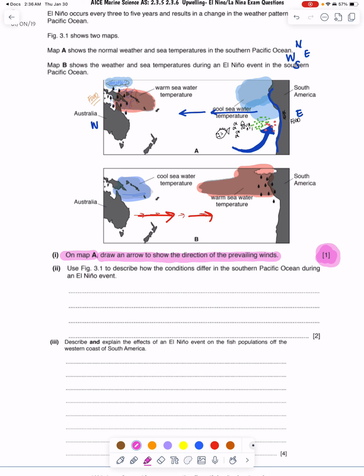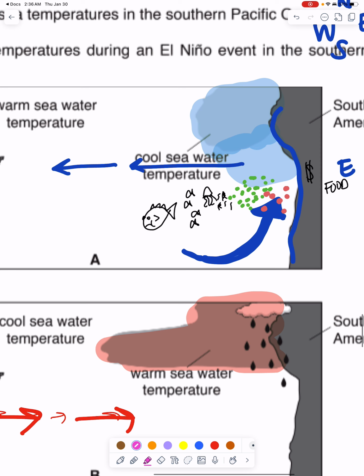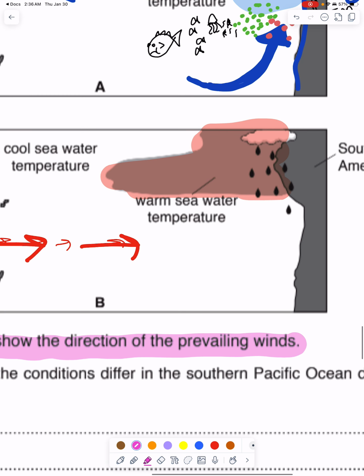In South America, in a normal situation, we have upwelling. Here, there's no upwelling because you have onshore winds. Water's getting pushed towards the shore, so there's no area of low water pressure where water from the seabed is going to come up and take its place. So you do not have any upwelling. That's not happening.